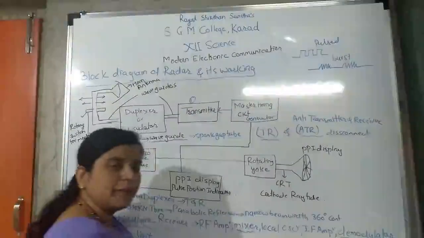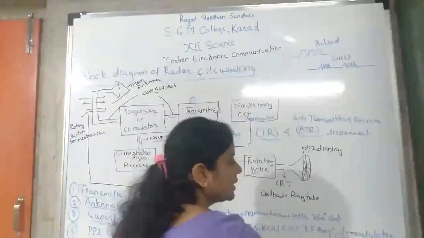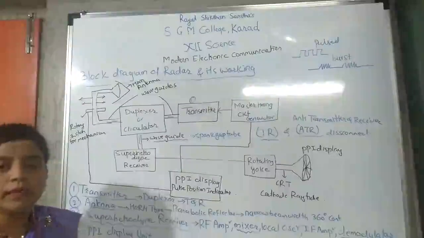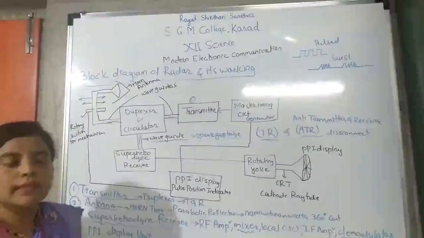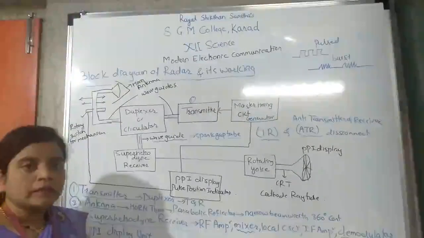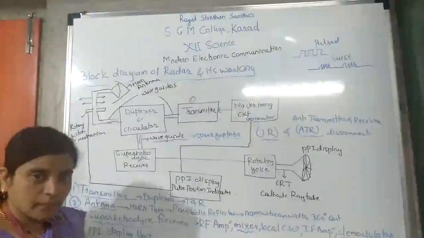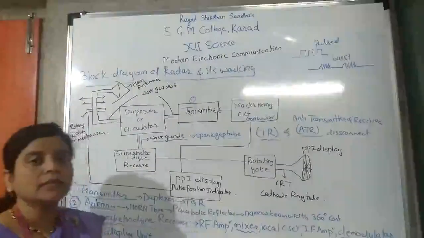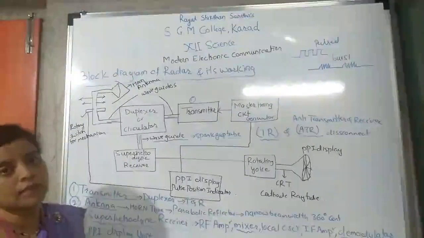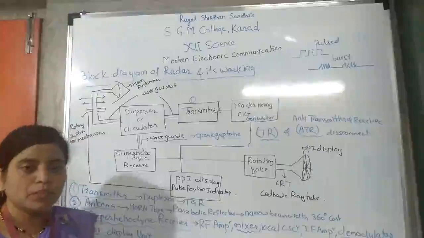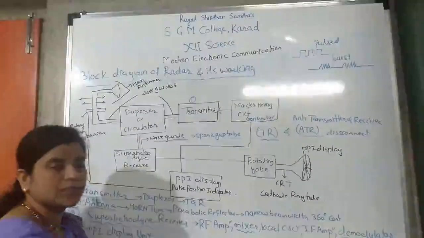What happened in the IF amplifier? It is intermediate frequency signal. And what is the demodulator? Demodulator is exactly the opposite of the modulator. What happens in the modulator? When a carrier frequency or high frequency signal is added to the modulating signal or original information signal, that is called the modulator. So exactly the opposite of the modulator is what? Demodulator.